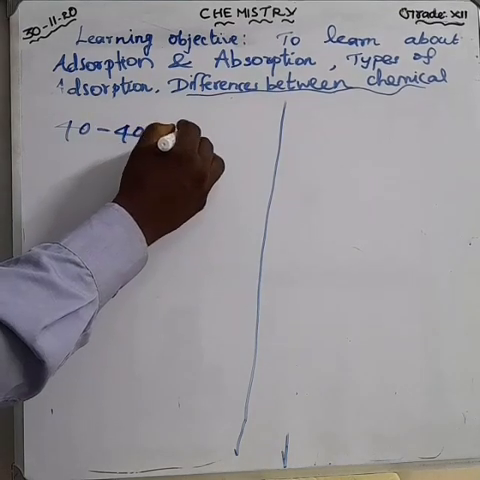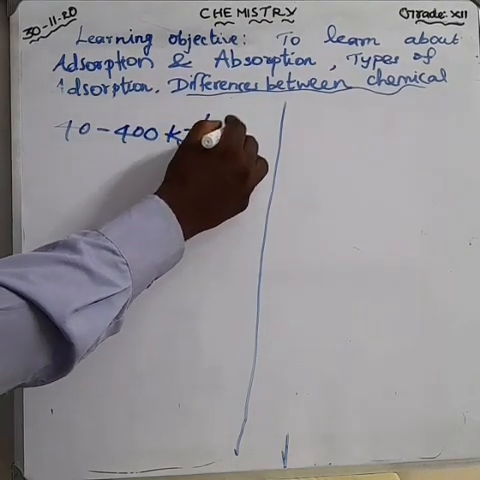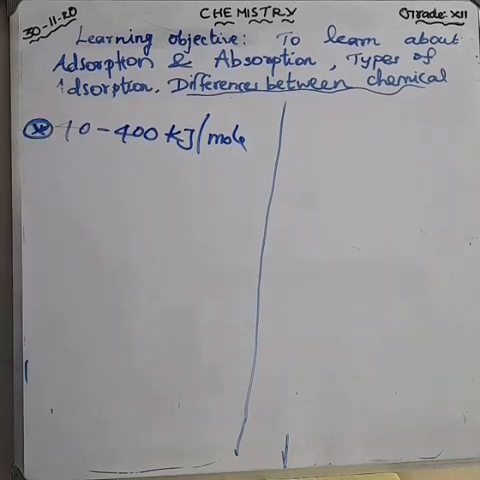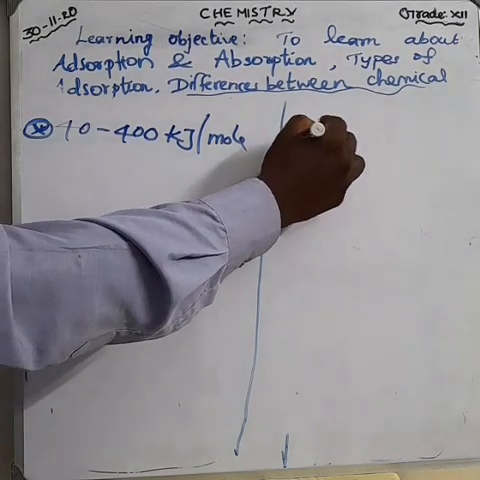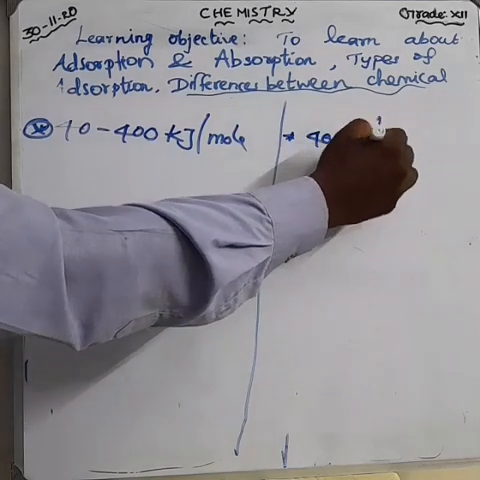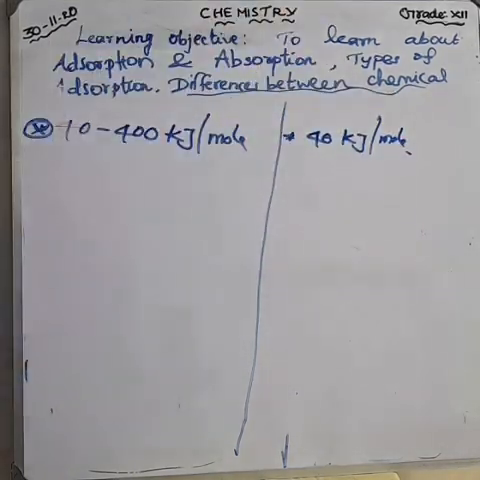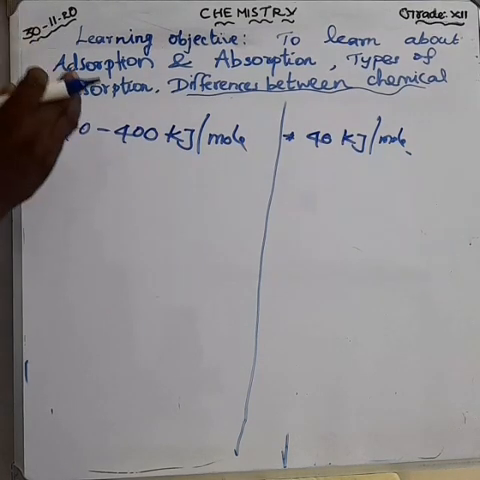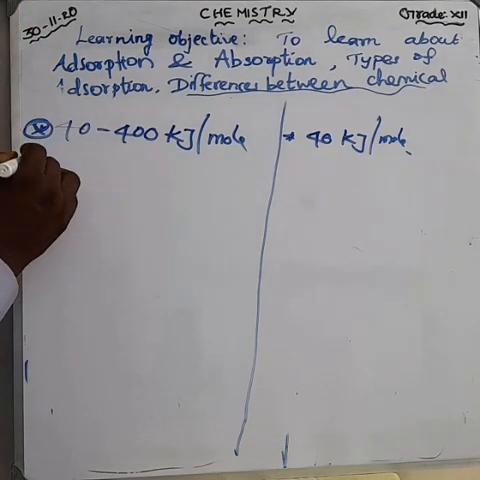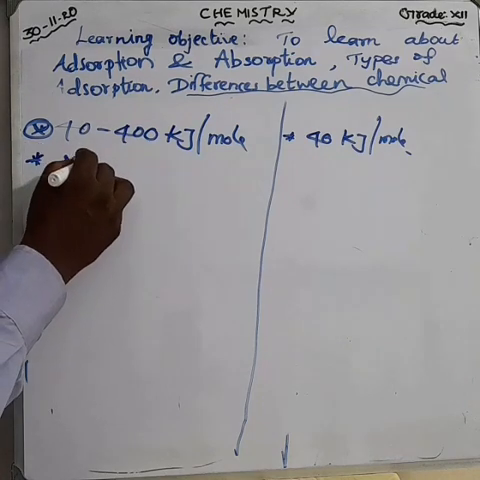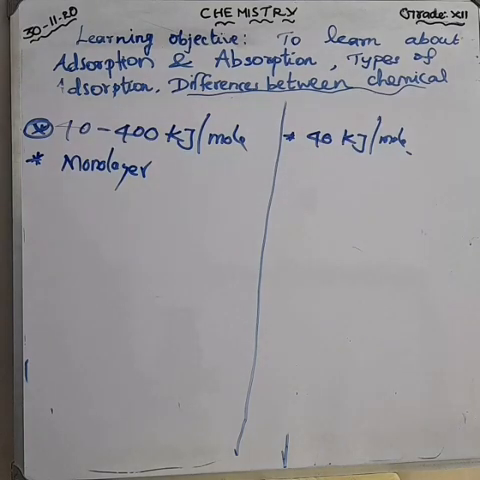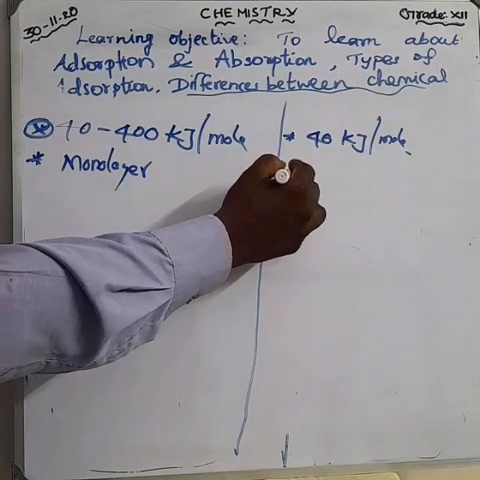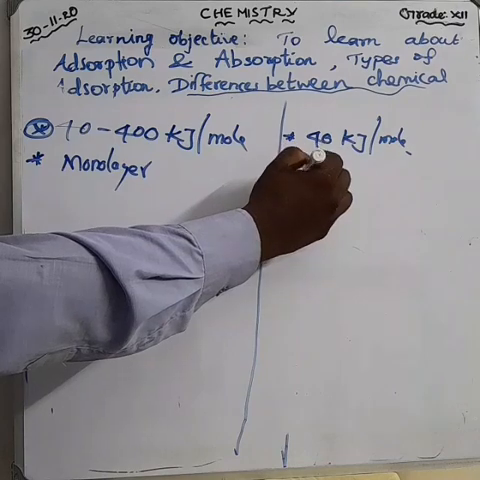400 kilojoules per mole. Don't forget the value for chemical adsorption. Here, only 40 kilojoules per mole for physical adsorption. The next point: chemical adsorption has only one layer, called a monolayer. Physical adsorption has a multi-layer.